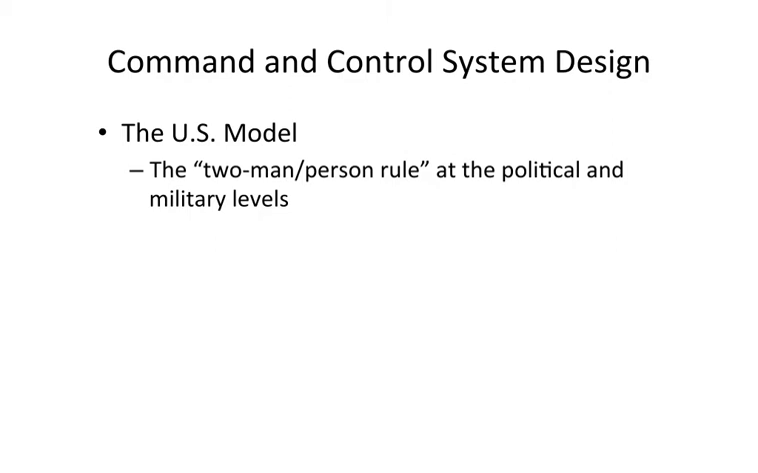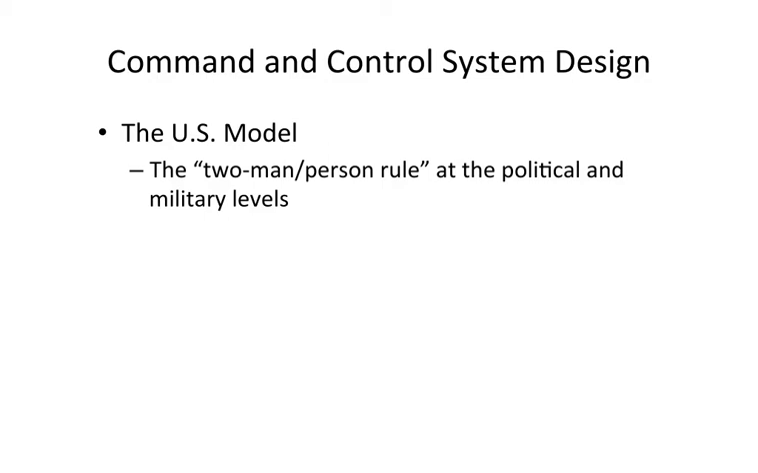Okay, let's take a look at the US model as a case study. Now, all command and control systems are a little bit different, but we'll focus on the US model. It's the one we know most about, and it's probably the most interesting. So the US model is based around something called the two-man, or these days, two-person rule at the political and military levels.